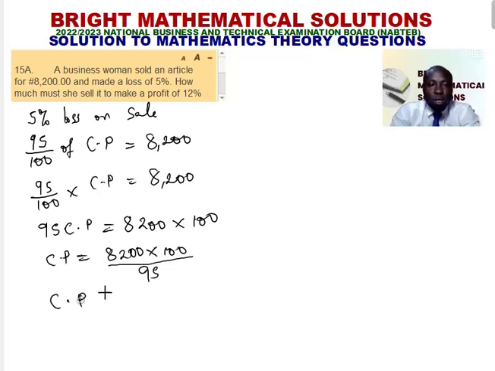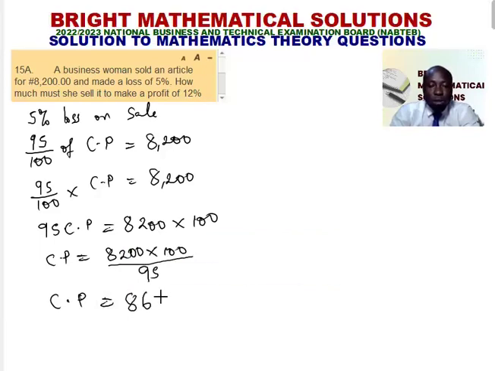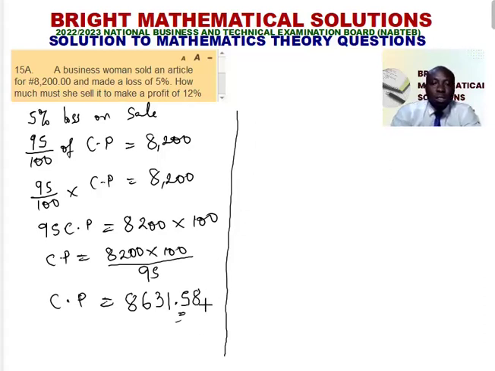So the cost price, if you calculate this, gives us 8,631 naira 58 kobo. So that is the cost price for the commodity. Now, to make a profit of 12%, how much must she sell? So for her to make a profit, remember this is the 100%. So to make that 12% profit, we must add that 12% to that 100%.